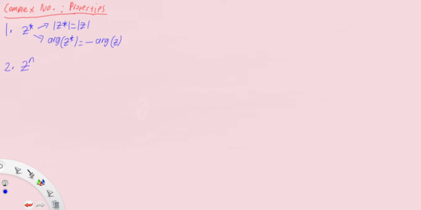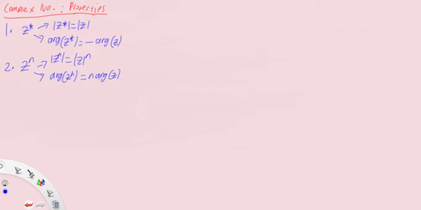Now we talk about z power n. For z power n, the modulus would be, following the normal modulus rules, mod z raised to the power of n. You can actually see it with the exponential form, as I'll show you after showing the argument. For the argument of z power n, it is simply n times the argument of z. Sort of like the logarithm property, as you'll see, arguments are sort of like logarithms.